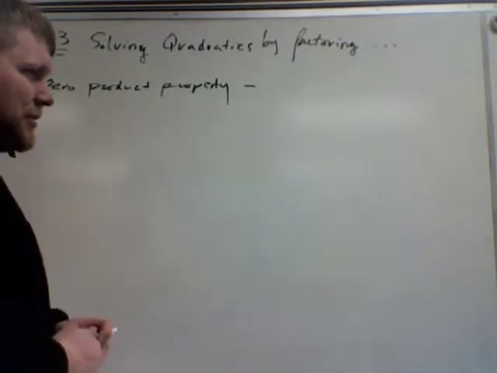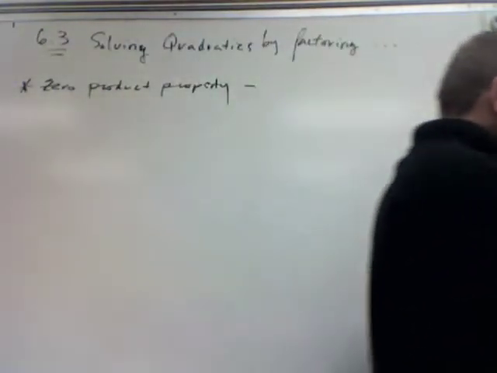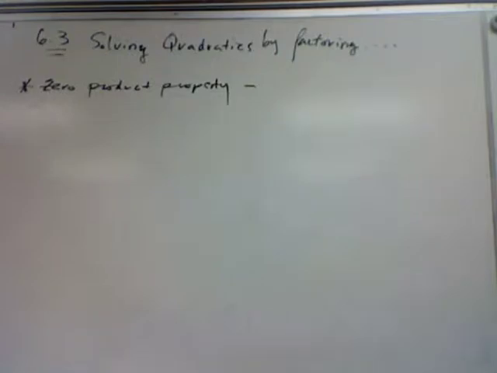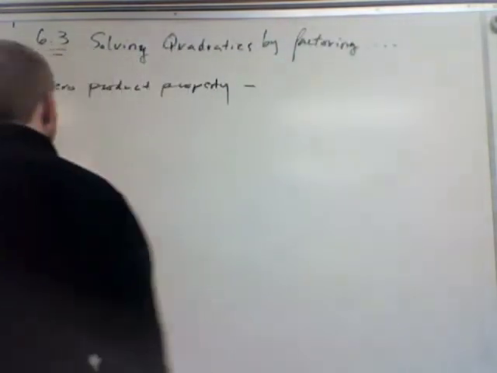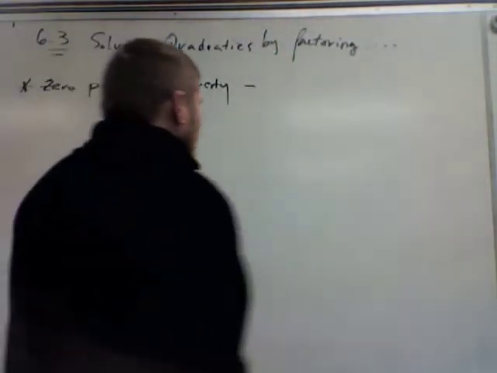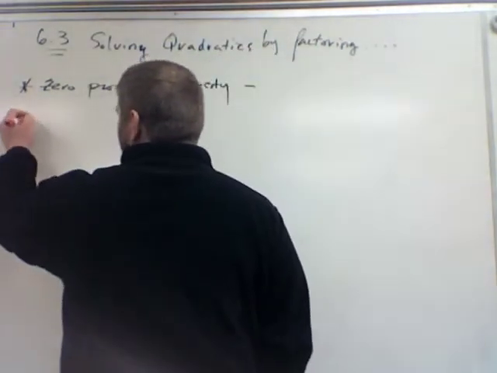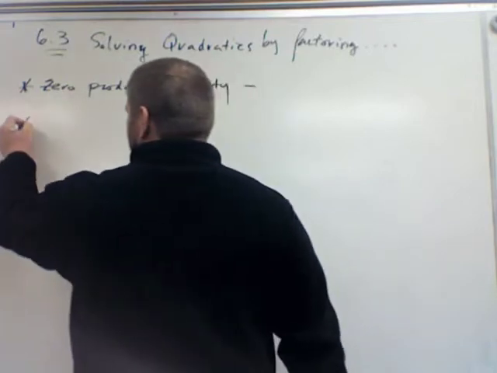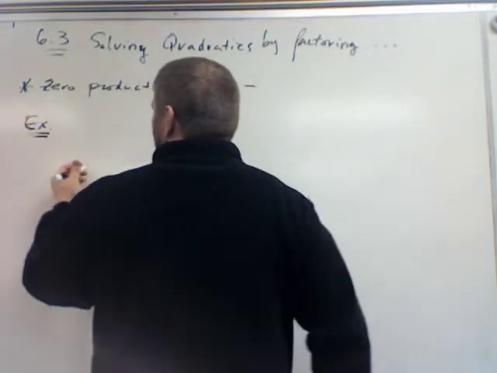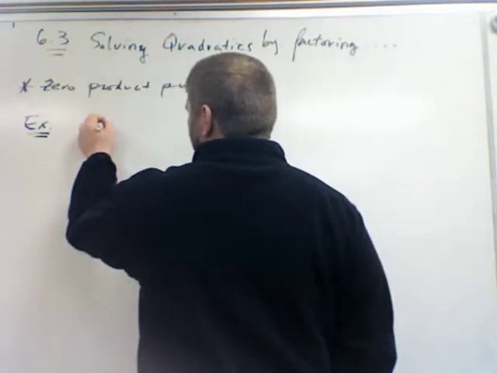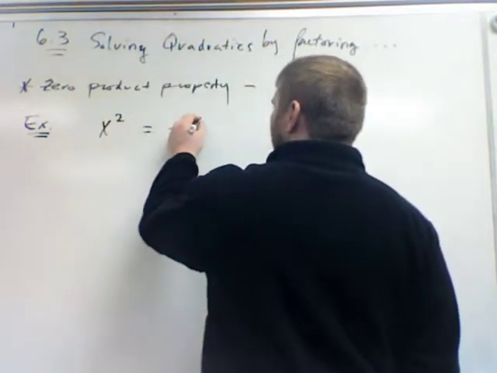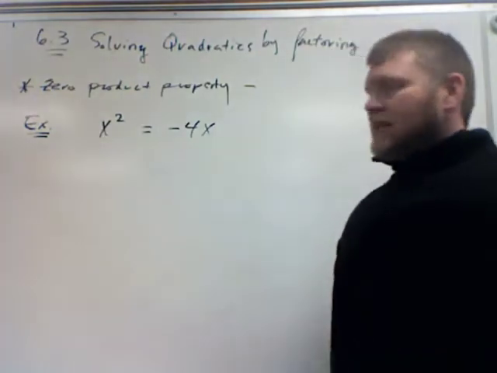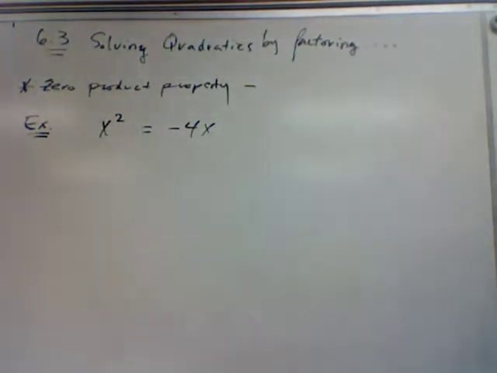Before we get started on that, we need to have an idea of what the zero product property means. And that fits right into the idea of solving by factoring. So let's start off with a quick example. Let's say that I had x squared equals negative 4x, and I wanted to solve this equation by factoring.